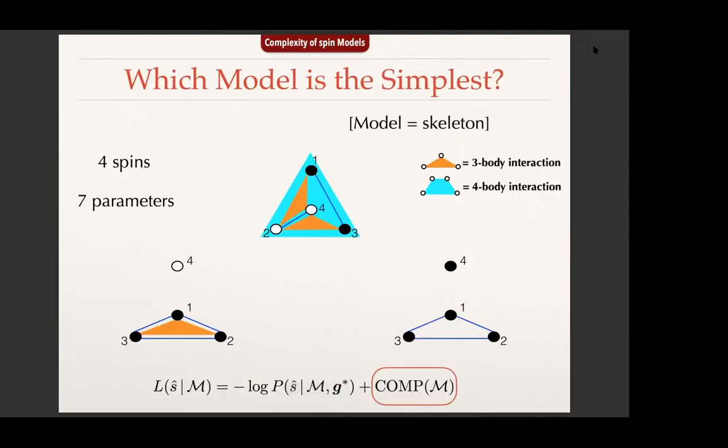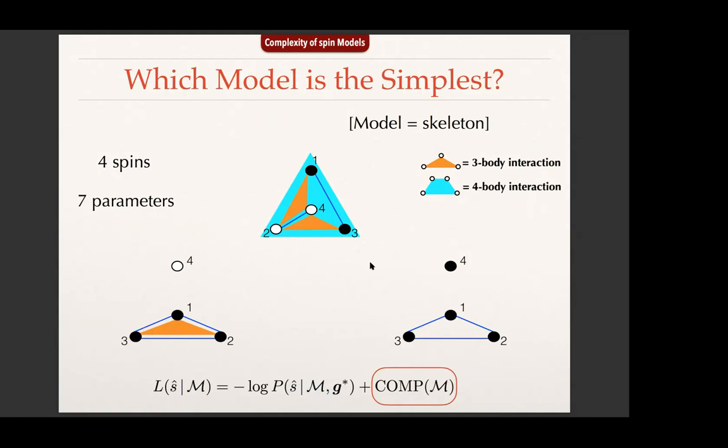I've represented three models here. All three are models for four spins: there are 1, 2, 3, 4 spins. And all three of them have 7 parameters. There are some fields on some variables, and some variables are left without anything. There are some pairwise interactions. The triangle here is a 3-body interaction, and the blue triangle is a 4-body interaction. So between those models, which one do you think is the simplest?